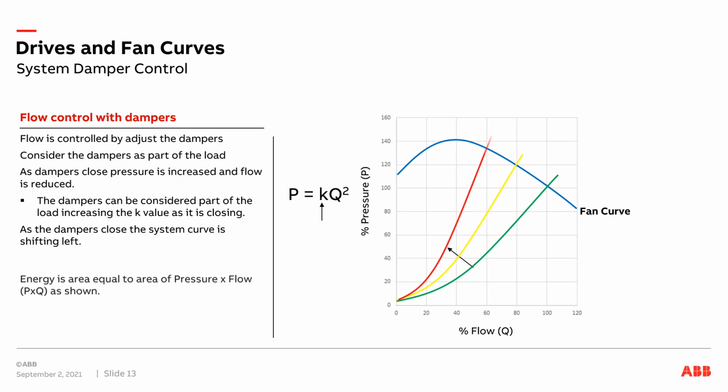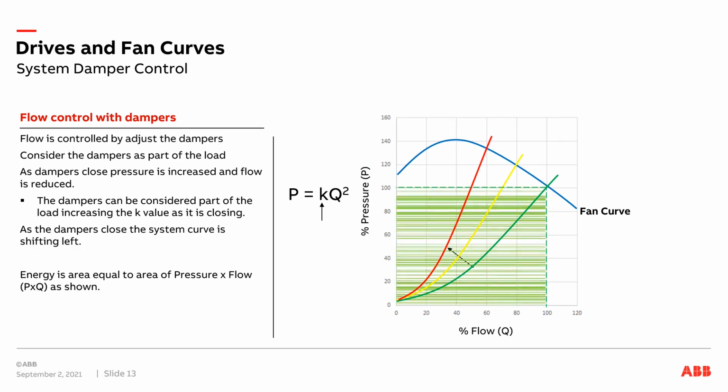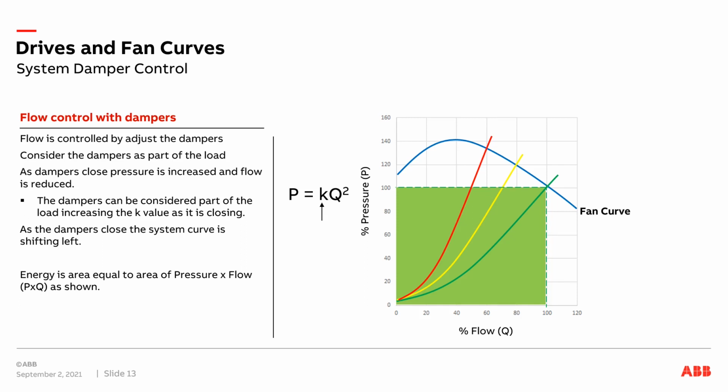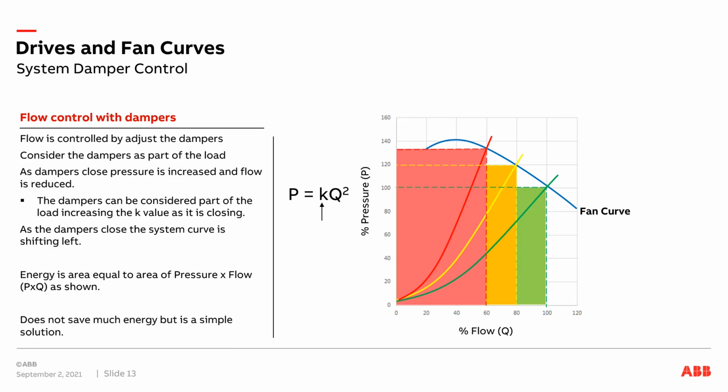As the curve shifts to the left, energy is equal to the area of pressure times flow, P times Q, as shown. So let's look at initially, before we start closing the dampers, the energy is shown in green. As we start closing the dampers, the pressure increases, and we have a new energy area. And when we get to the final point on our graph in red, this is the new area of energy that's being consumed. This does not save much energy, but it's a simple solution.